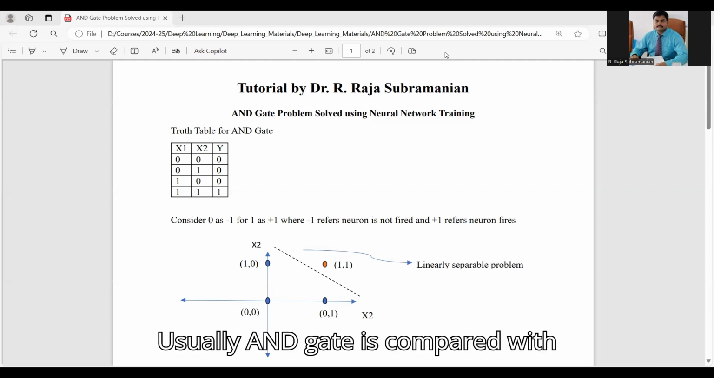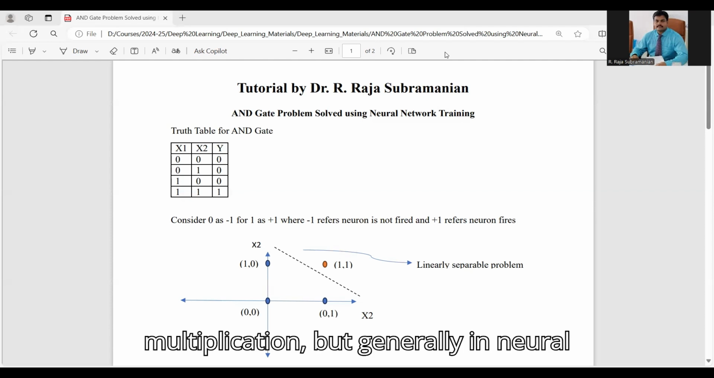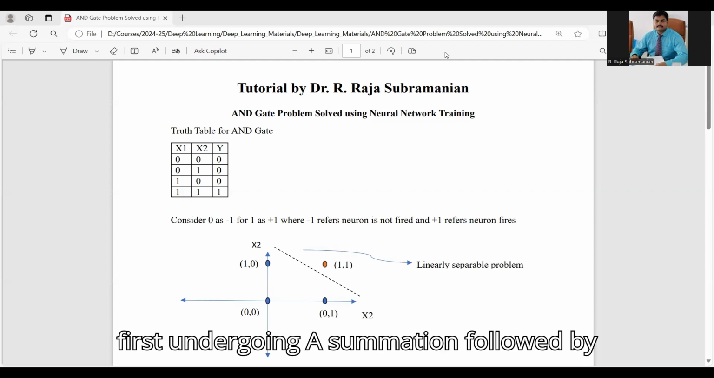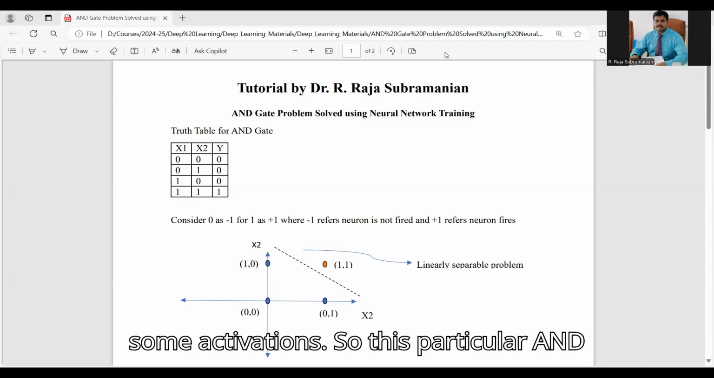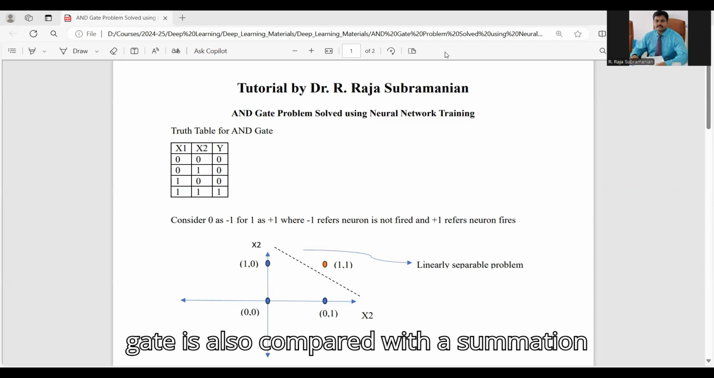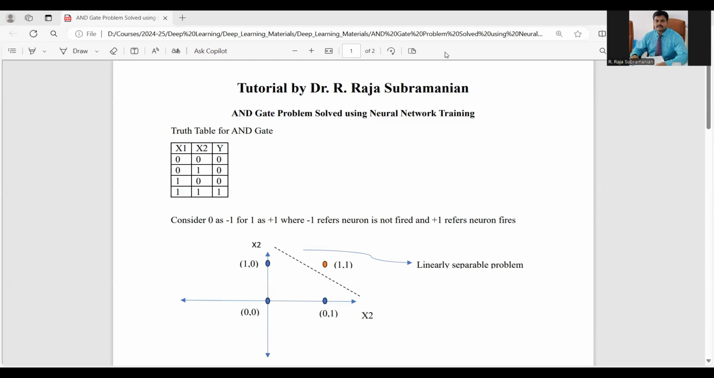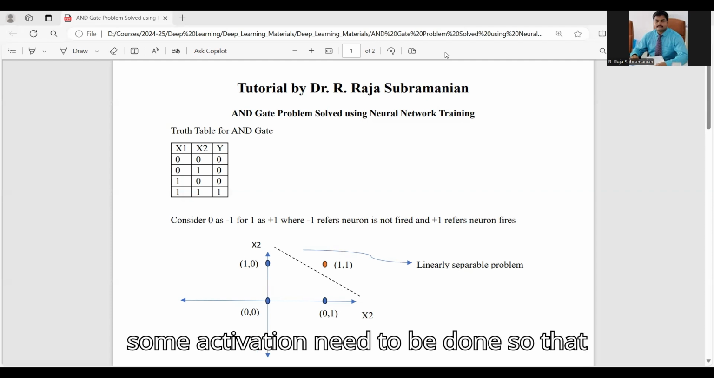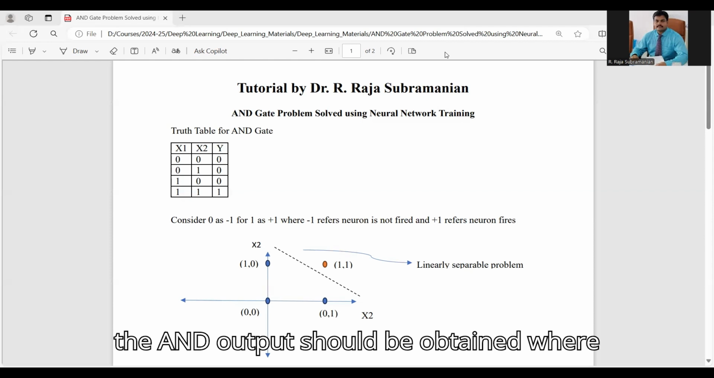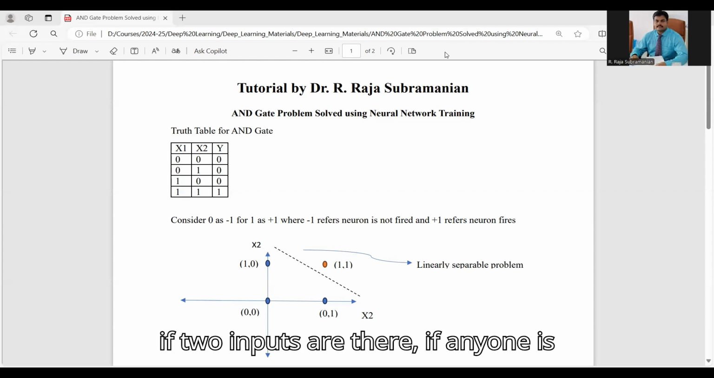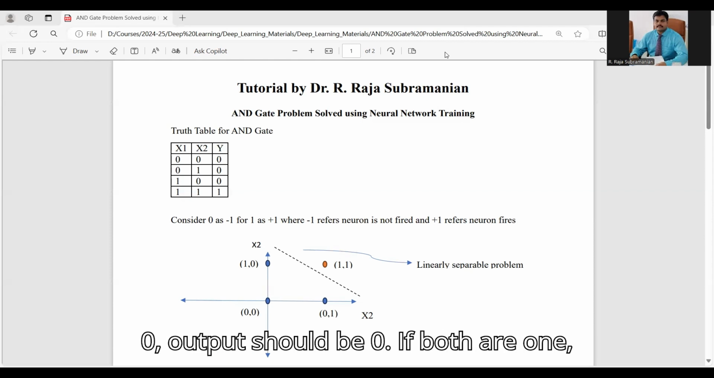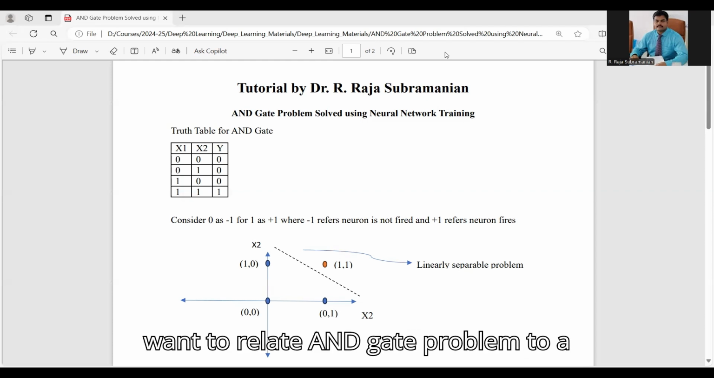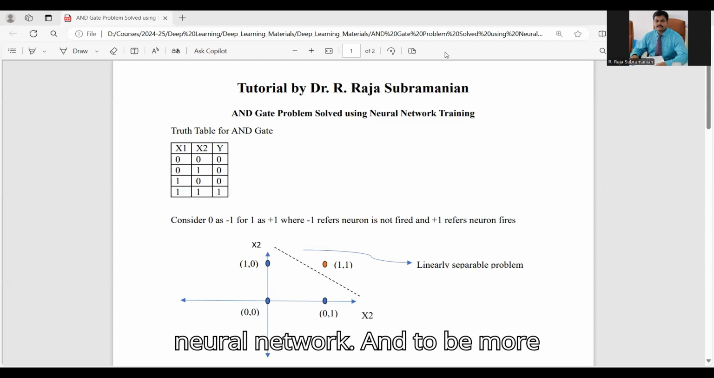Usually, AND gate is compared with multiplication, but generally in neural networks, everything as input first undergoes a summation followed by some activation. So this particular AND gate is also compared with a summation of a neural network neuron, where some activation needs to be done so that the AND output is obtained, where if two inputs are there, if any one is 0, output should be 0. If both are 1, output should be 1. So this is why we want to relate the AND gate problem to a neural network.